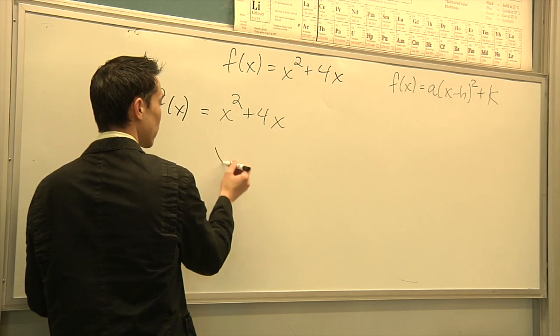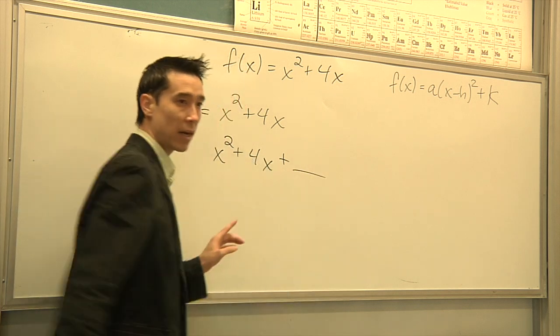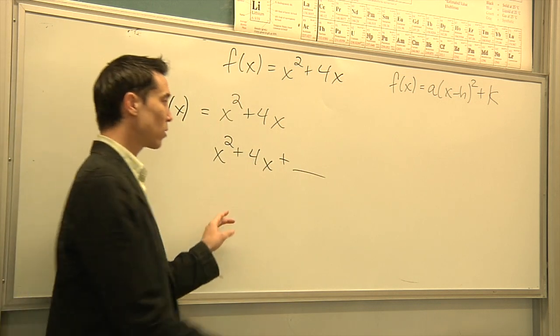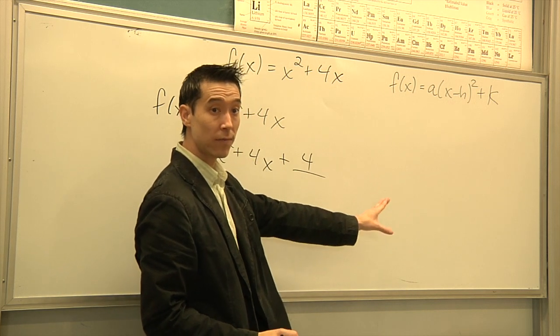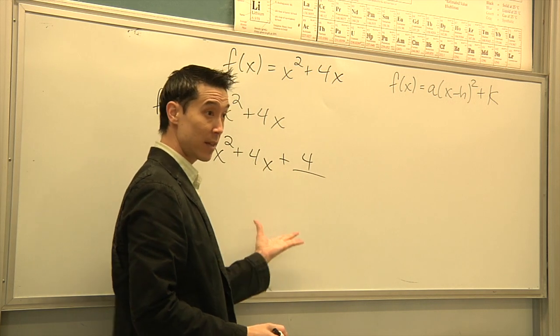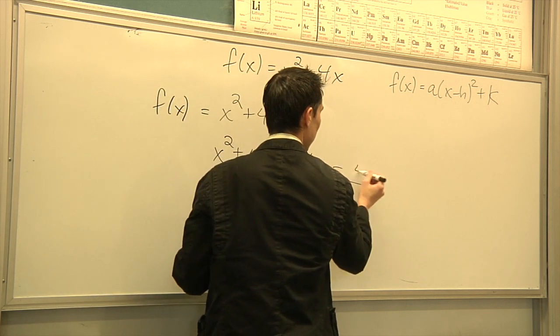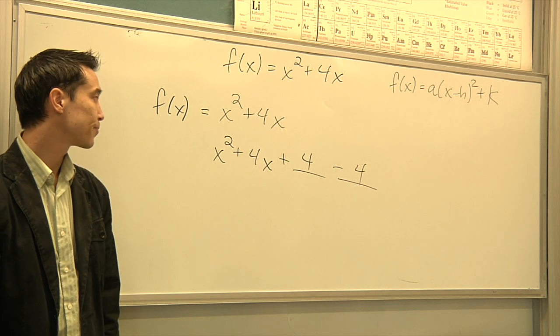You're going to take x squared plus 4x. What is the magic number that I want to add here? Half of 4 is 2. 2 squared is 4. But I don't have the other side of the equation to add the 4 to, right? So what I do in a parabola is you add the 4 and then you subtract the 4. Okay? So that's the little difference that we have to do with a parabola.